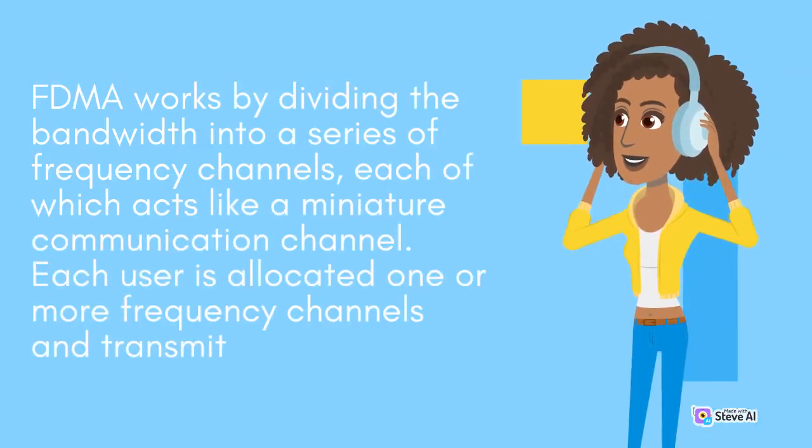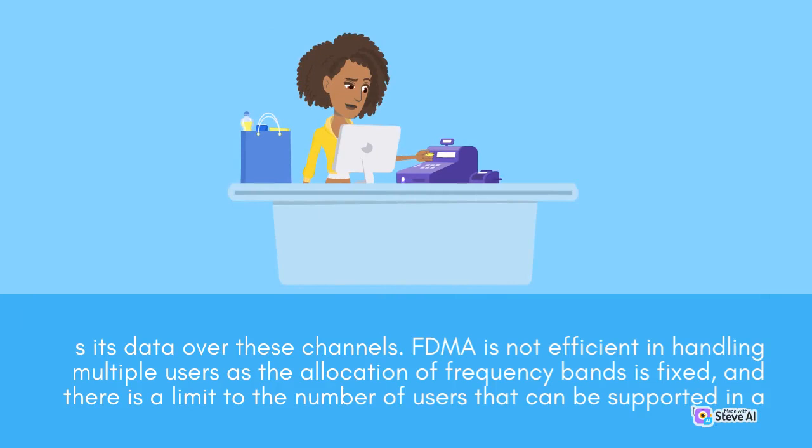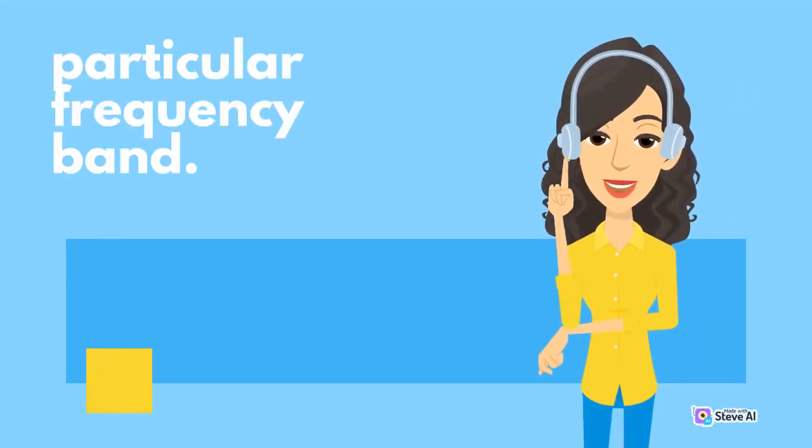FDMA works by dividing the bandwidth into a series of frequency channels, each of which acts like a miniature communication channel. Each user is allocated one or more frequency channels and transmits its data over these channels. FDMA is not efficient in handling multiple users as the allocation of frequency bands is fixed, and there is a limit to the number of users that can be supported in a particular frequency band.